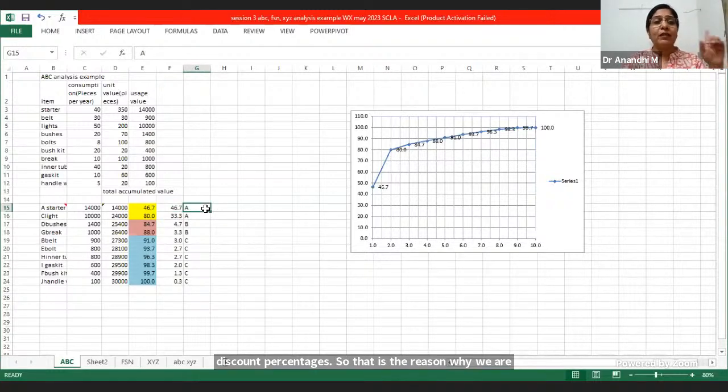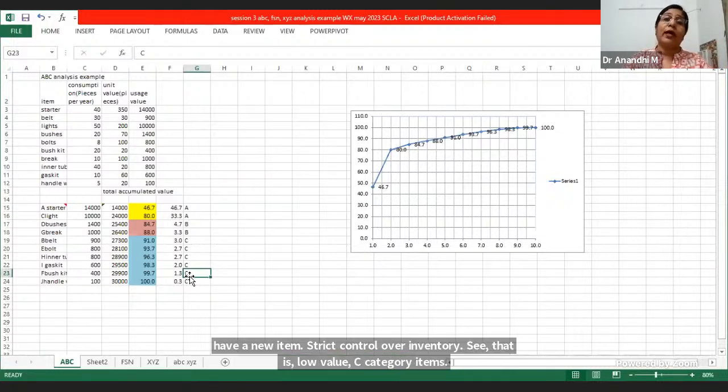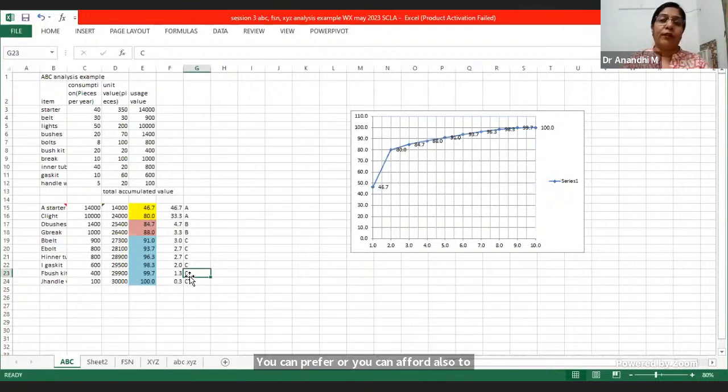High value items, strict control over inventory, less inventory also. C, that is low value items, C category items, you can prefer or you can afford also to have more inventory levels, right? So that is the ABC classification. Based on the value of the product, you will be doing ABC classification. Is it clear?